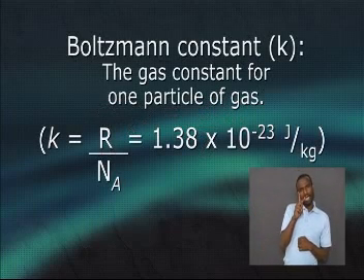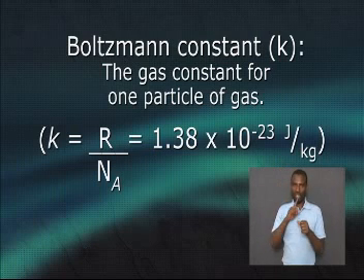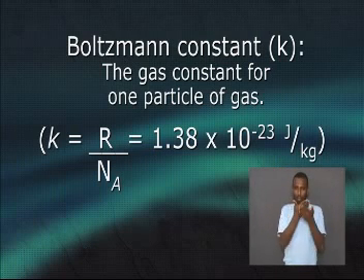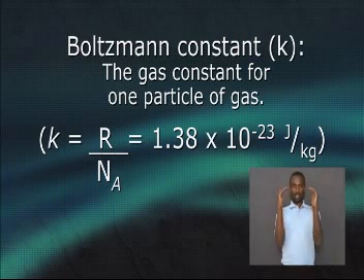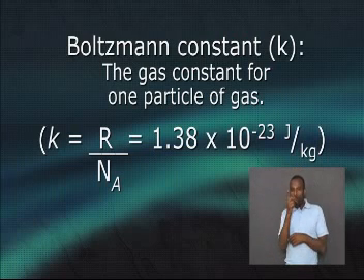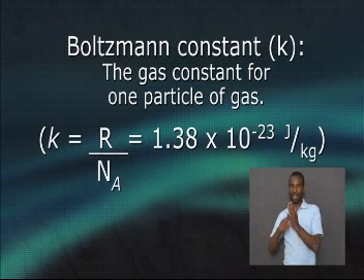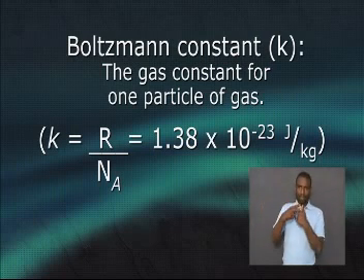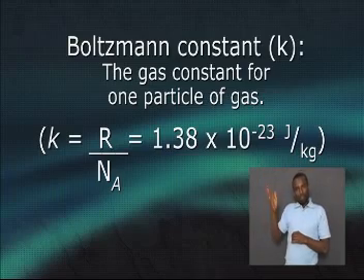K, in this case, is called the Boltzmann constant, which is the gas constant for one particle of gas. The Boltzmann constant is equal to the molar gas constant divided by Avogadro's constant. The value of the Boltzmann constant is 1.38 times 10 to the power of negative 23 joules per Kelvin.